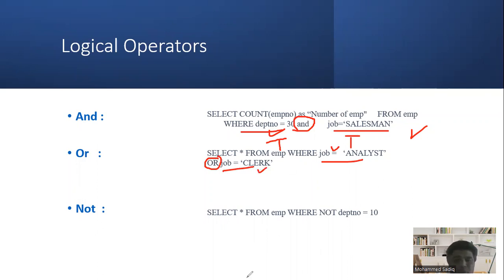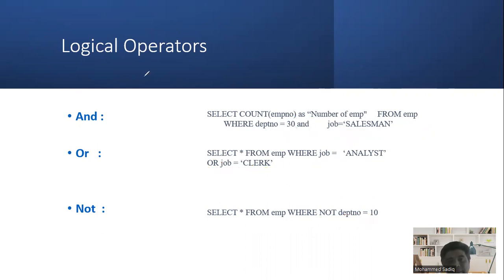And we have NOT, which is just like reversing the output. NOT department number is equal to 10. When I say department 10, this was showing only the employees working for department 10. When I say NOT, it just reverses. It will not show the employees of department 10, but others. So it is also a complement of telling not equal to. We can use a NOT operator. Let us see practically how to use AND, OR, and NOT.